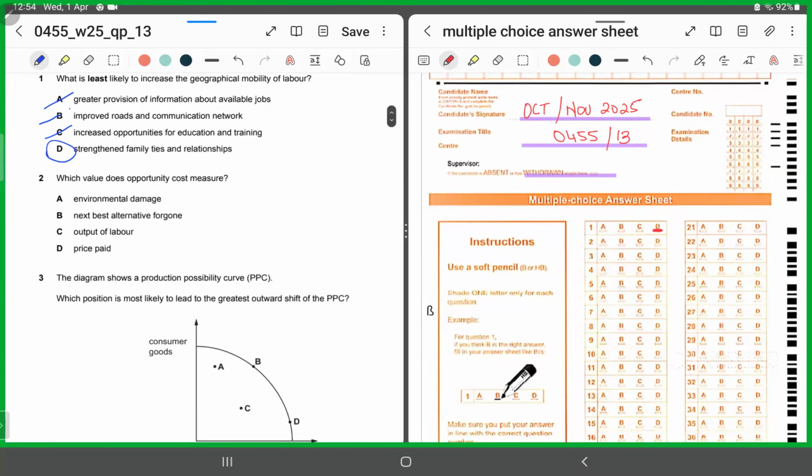MCQ number 2 says, which value does opportunity cost measure? Now, that's an easy question. Opportunity cost is the cost of the next best alternative foregone. So, by definition, it has to be option B.